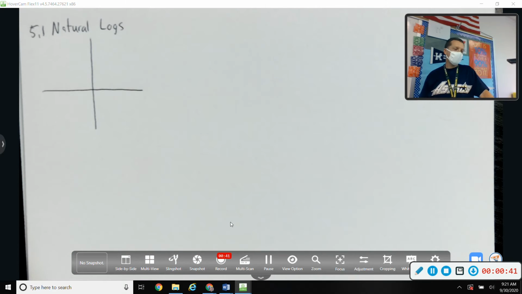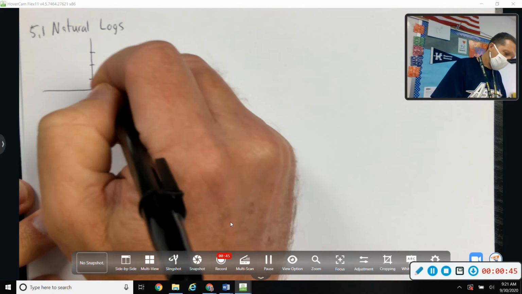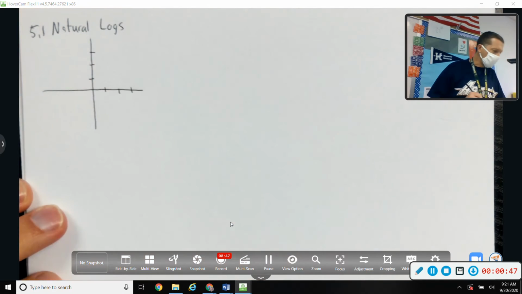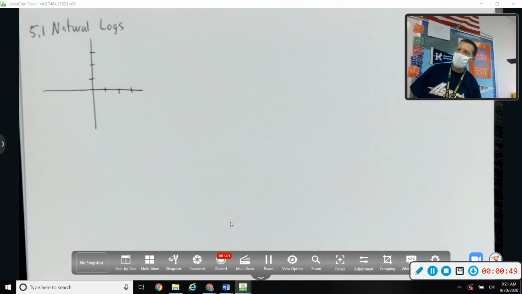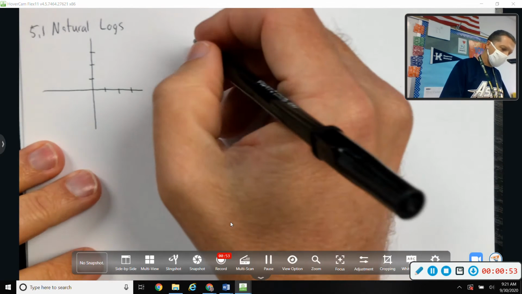Well, chances are you don't remember what the graph looks like, and that's okay, because we're going to get some values, kind of make a table of values, and then see if that can help us remember what the graph looks like.